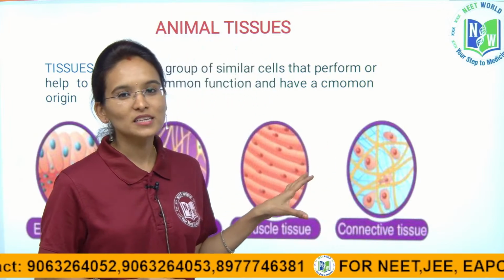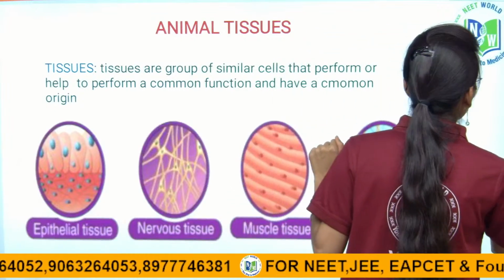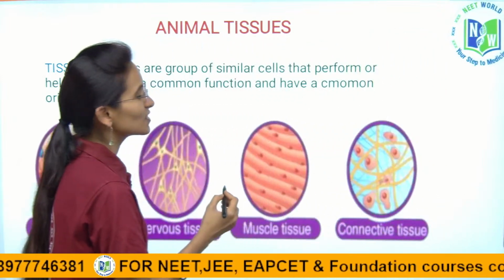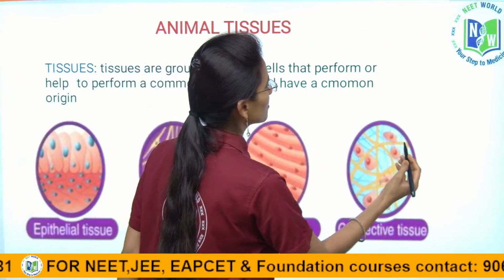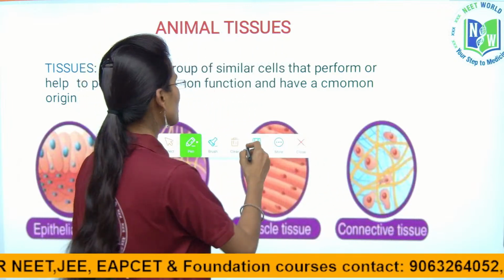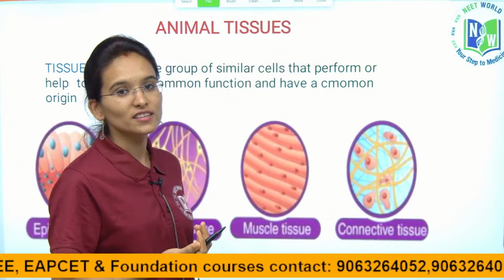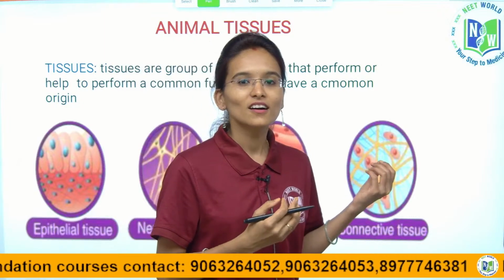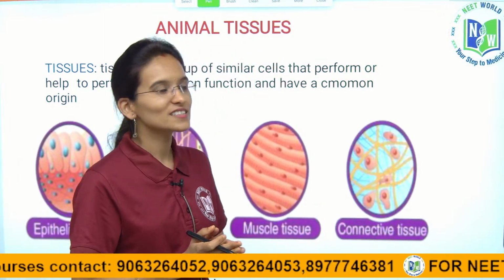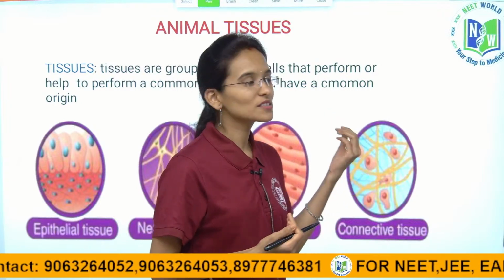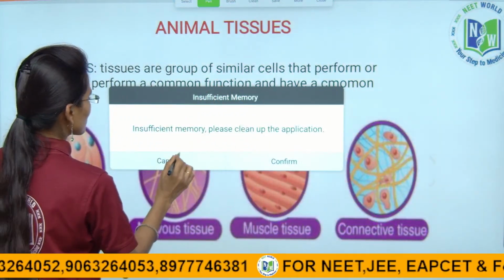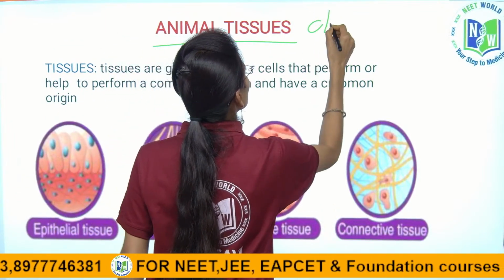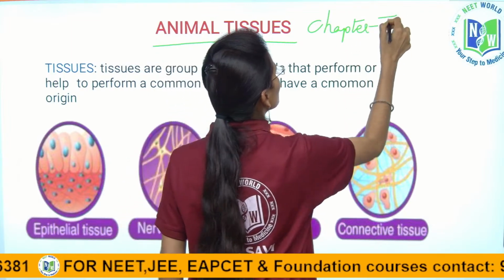So, coming to today's session, we are going to start another most interesting chapter, that is tissues. This is the second chapter from your 9th CBSE biology syllabus, and this chapter is also going to include 25 to 30% of the weightage. The first chapter is almost the highest weightage chapter both for CBSE as well as for the foundation. Now, chapter 2, that is tissues.